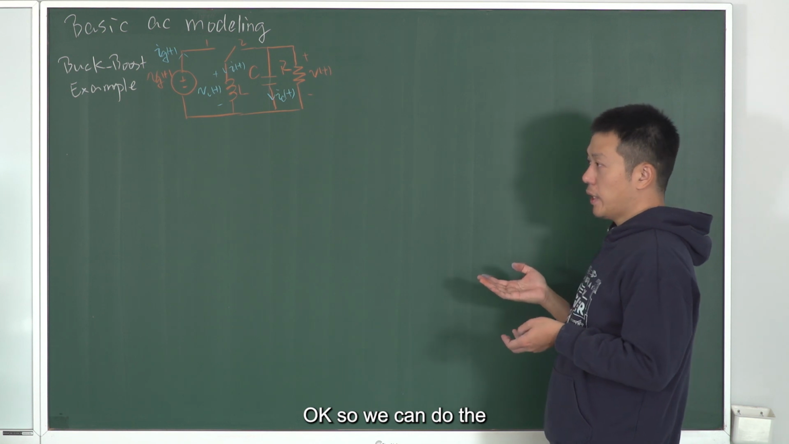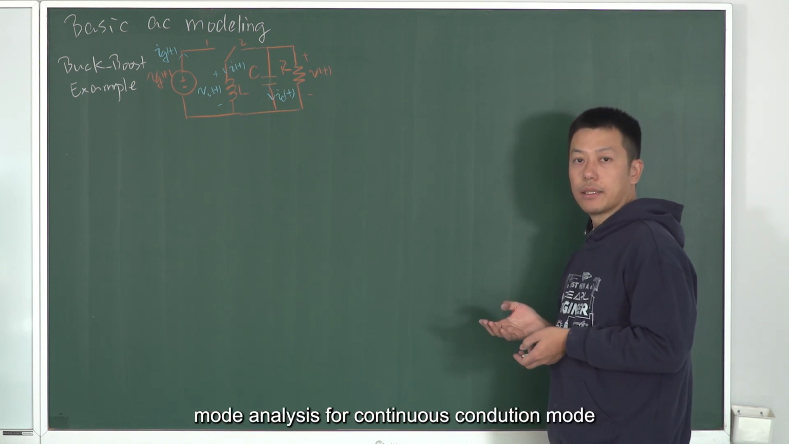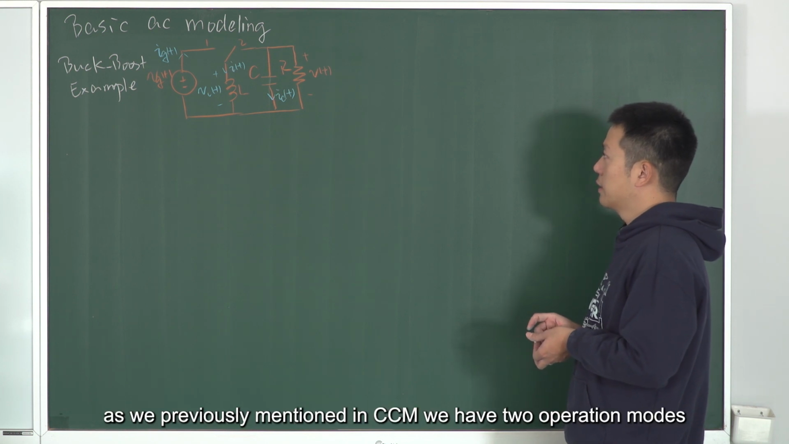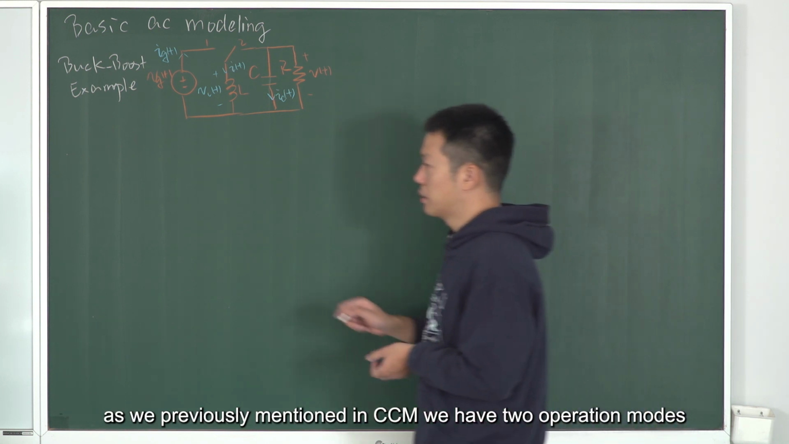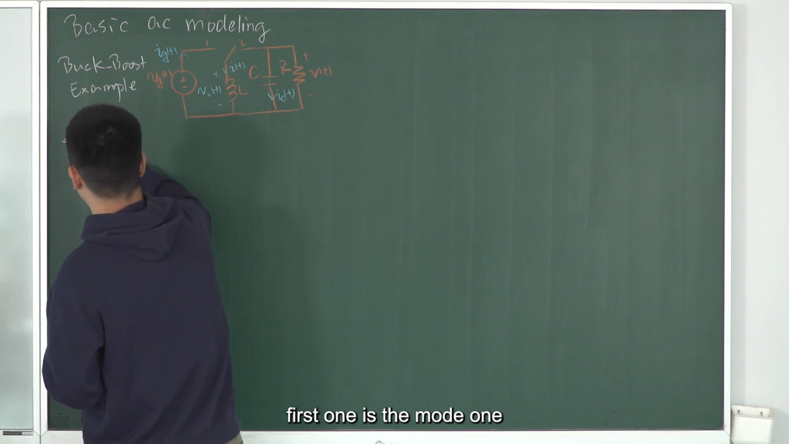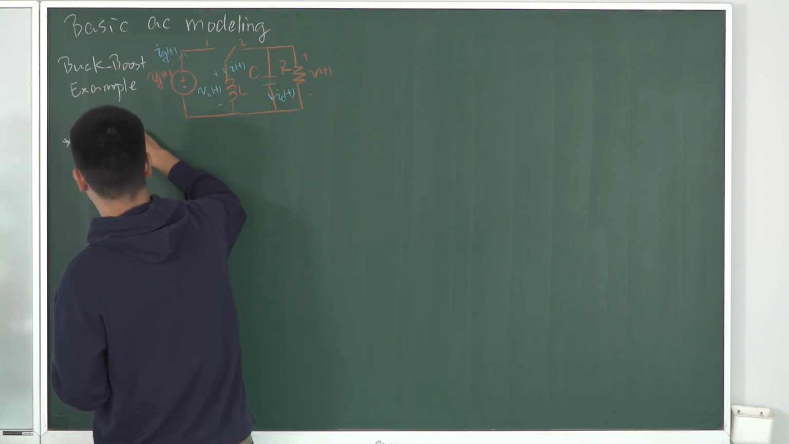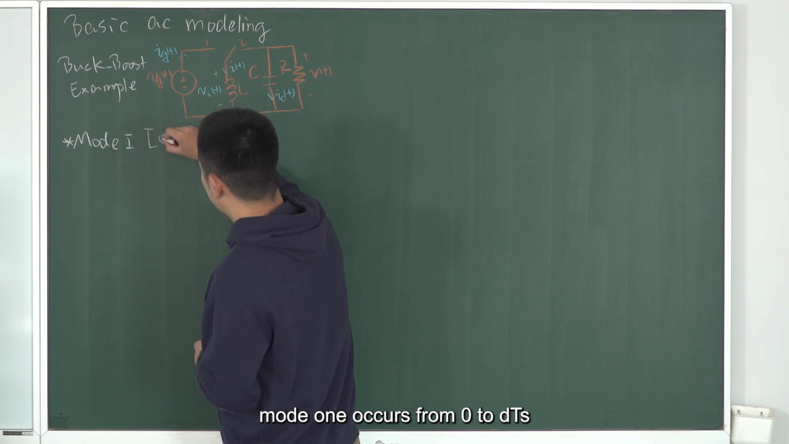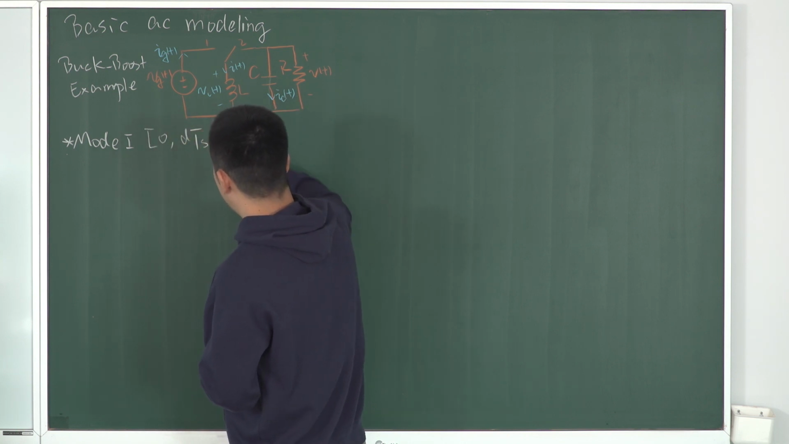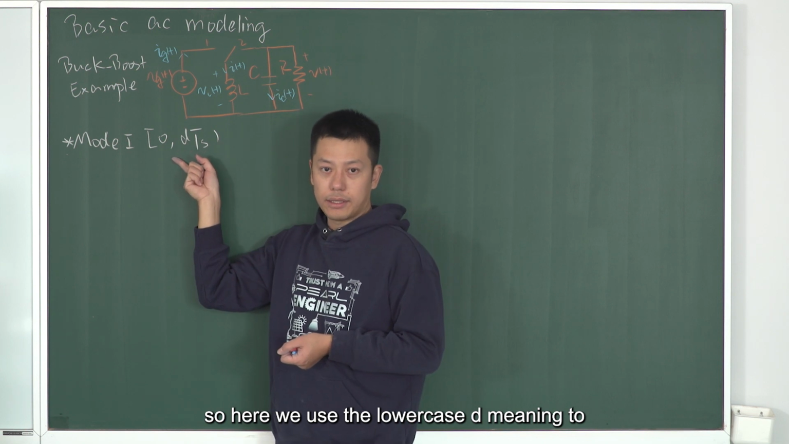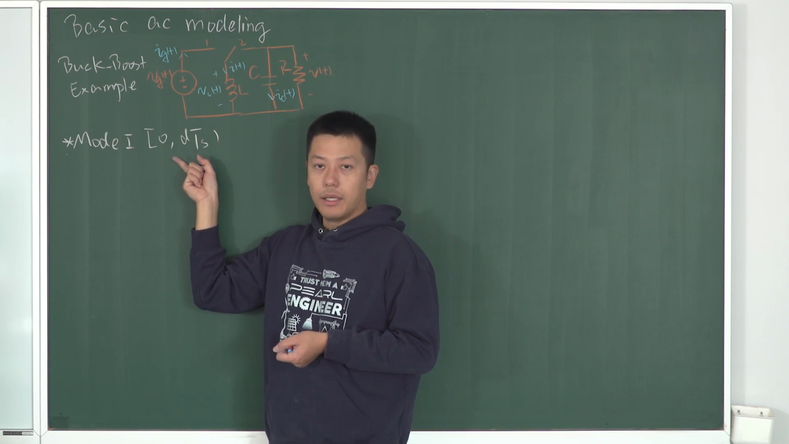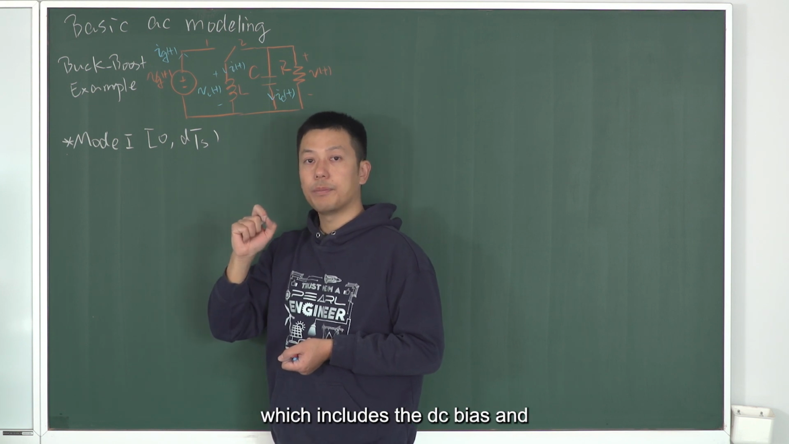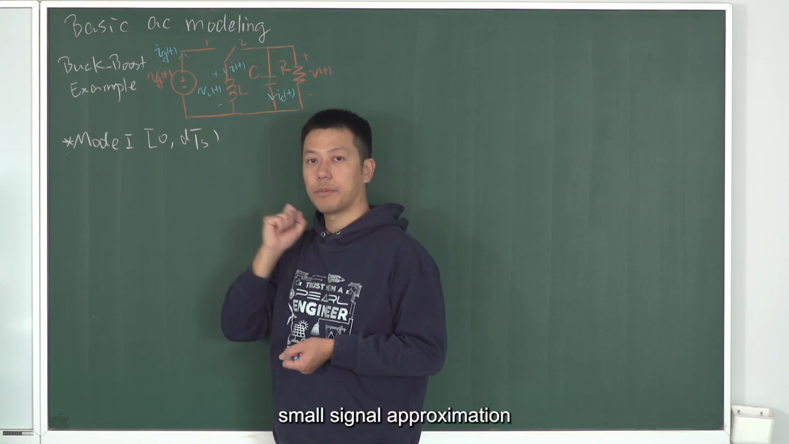Okay, so we can do the mode analysis for continuous conduction mode. As we previously mentioned, in CCM we have two operation modes. The first one is mode 1. Mode 1 occurs from 0 to dTs. Here we use the lowercase d to indicate that this d is the full signal, which includes the DC bias and small signal perturbations.